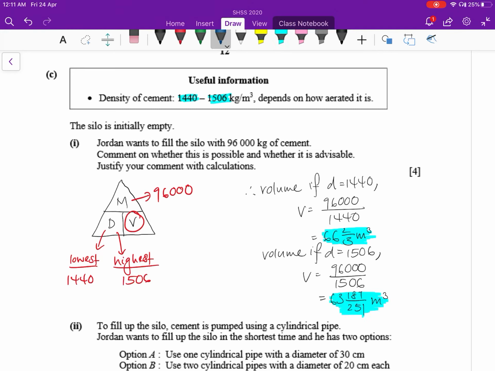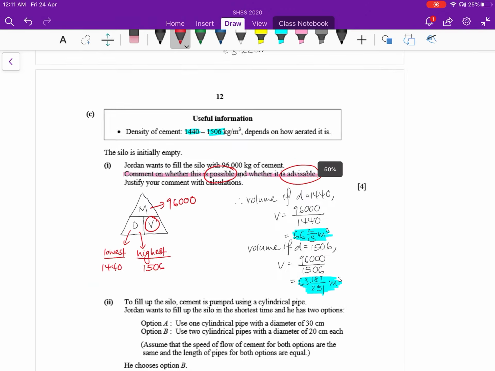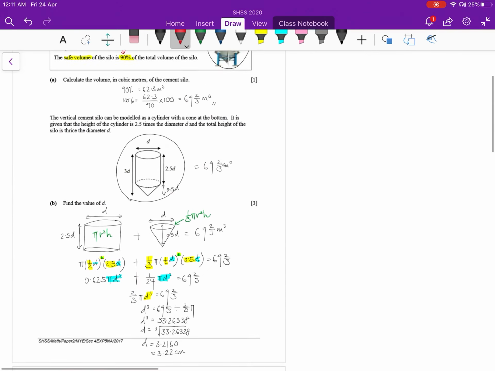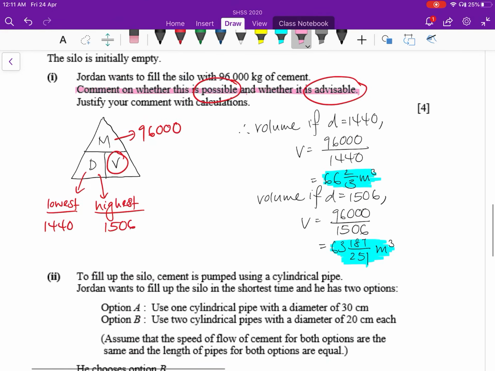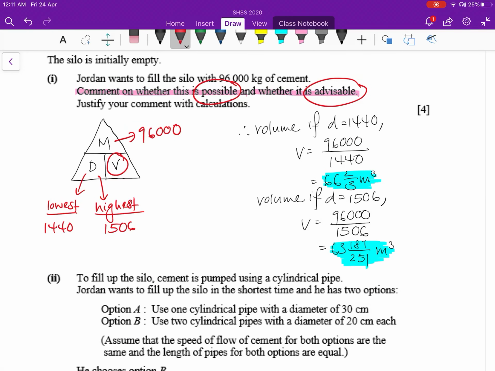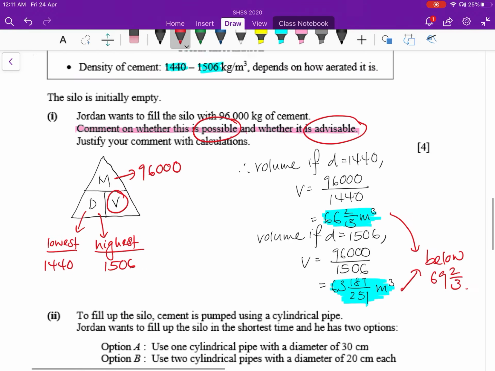So now, if you read the question, it says, comment on whether this is possible and whether it is advisable. So there are two questions here. Is it possible and is it advisable? Now let's take a look at our volume at the beginning. Our volume at the beginning states that the silo can hold up to 69 2/3. But if you look at these two numbers, they are below 69 2/3. So is it possible? It's possible. But is it safe?